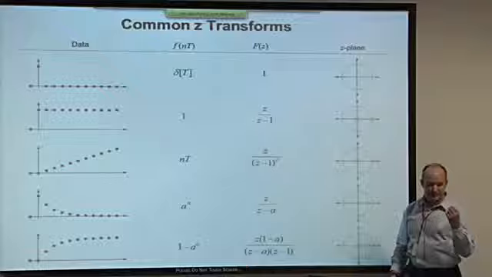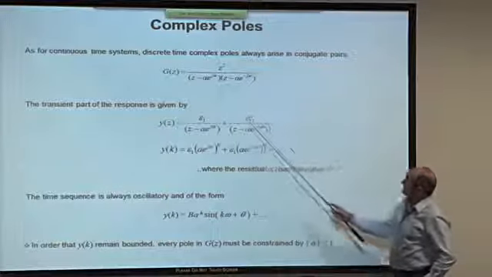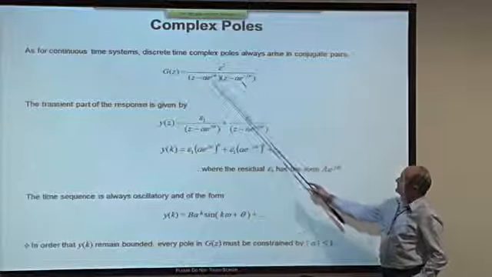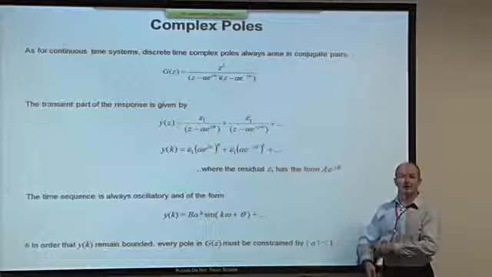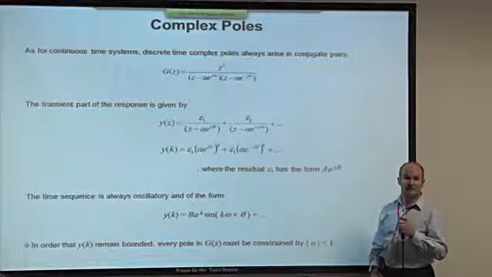Complex systems with complex poles, I mean, nothing very much is different. These are the poles using z equals e to the st, and when you combine them, they combine in much the same way as the complex conjugate pole pairs did for the continuous time system.